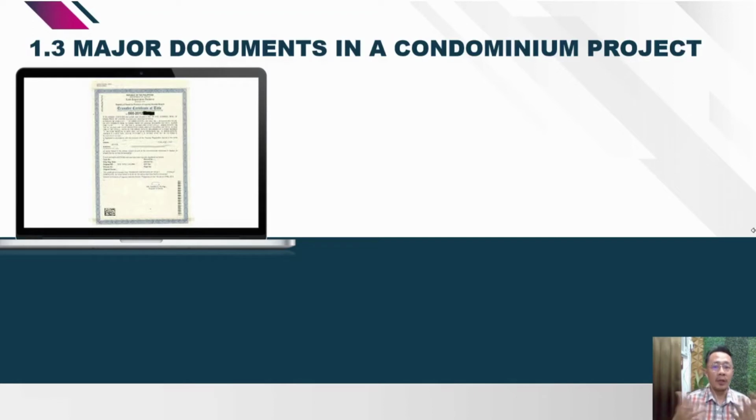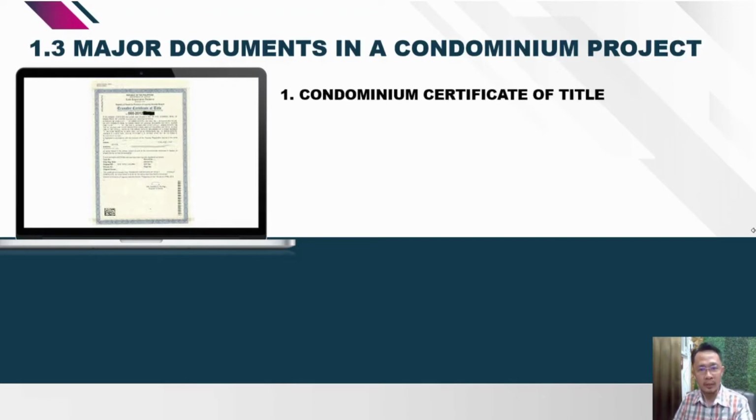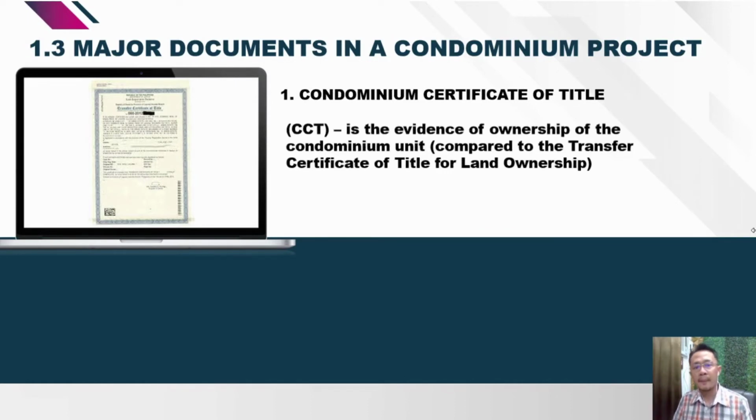What are the major documents in a condominium project? The first is the condominium certificate of title. It is also commonly known as a CCT, and it is the evidence of ownership of the condominium unit. For example, it is comparable to our transfer certificate of title for land ownership.